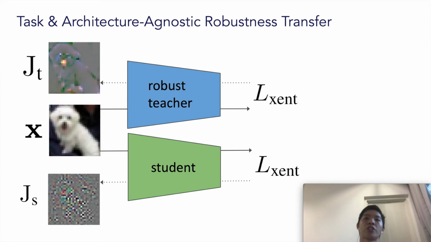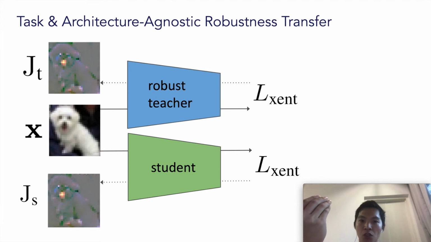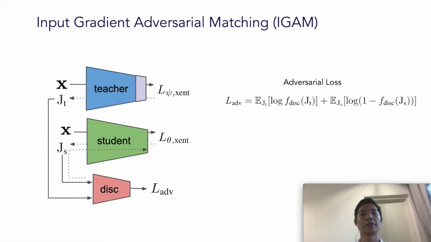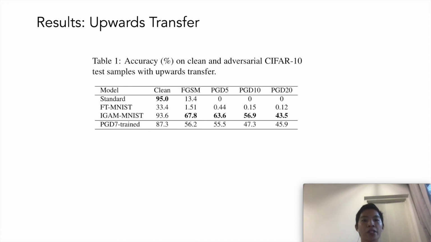And so the next question is, if we train a particular student model to have input gradients that look very similar to those of a robust teacher model, will we be able to transfer robustness between these two models? In order to investigate this, we came up with a novel framework called input gradient adversarial matching. In adversarial matching, the student model is trained such that its input gradient will look more and more like that of a teacher model by fooling the discriminator model. Let's look at some results.